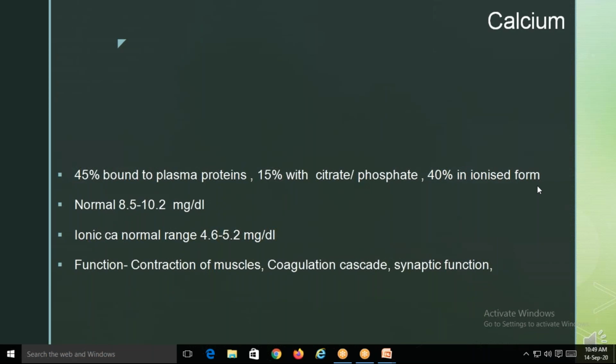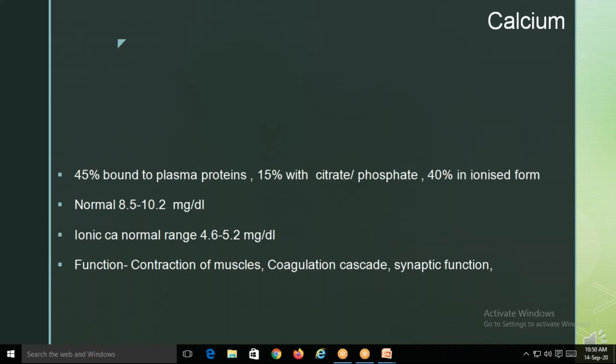The normal level of calcium is 8.5 to 10.2 milligrams per dL. The most important thing to look for is ionic calcium. The ionic calcium range is roughly 4.6 to 5.2 milligrams per deciliter. In investigating hypocalcemia or hypercalcemia, in case of hypocalcemia you need to first verify the albumin level and then associate it with the calcium levels. False positive results of hypocalcemia can occur.